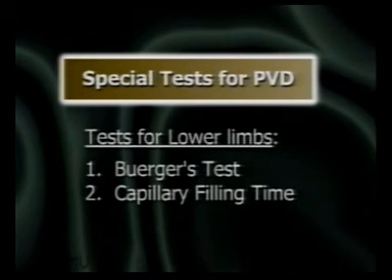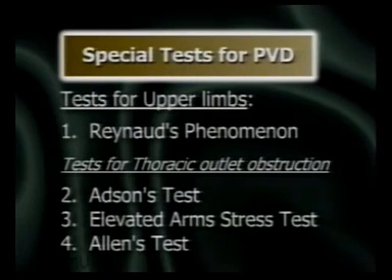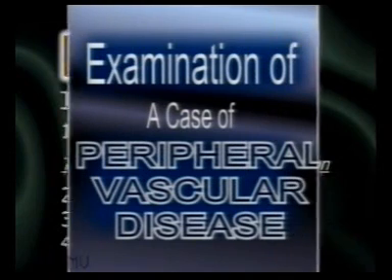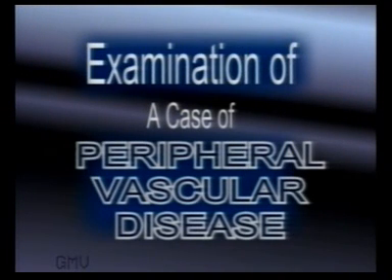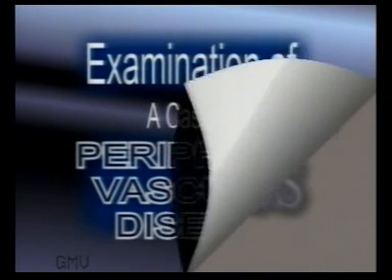In the lower limb, we performed the Berger's test and capillary filling time. In the upper limb, Raynaud's phenomenon, Adson's test, elevated arms stress test and Allen's test. This completes the study of examination of a case of peripheral vascular disease.